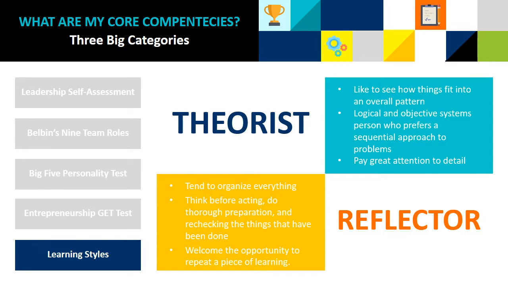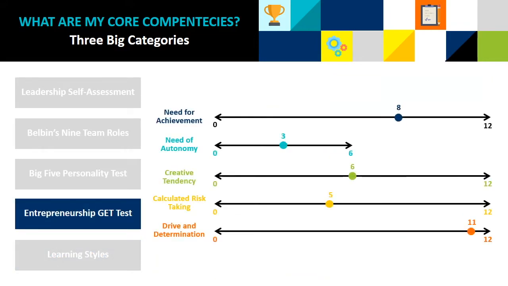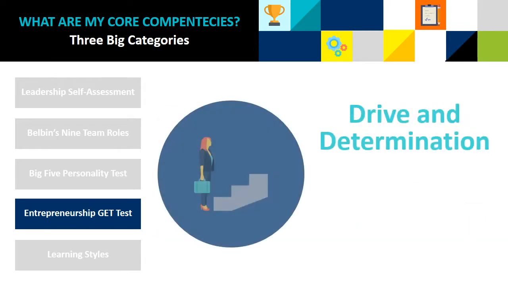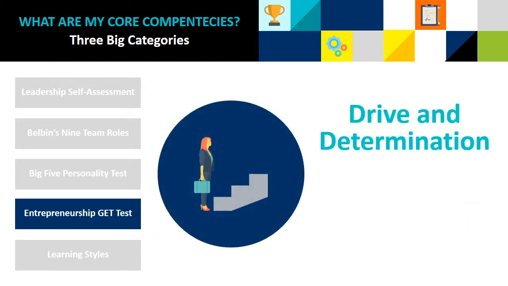While for the entrepreneurship GET test, I score high in drive and determination. The average person scores 8 for this theme, but I get 11 out of 12. A person who scores high in drive and determination is a proactive and independent achiever. This shows that I am a very hard worker. I will work really hard to achieve what I want to achieve, and I will not stop if I have not achieved it. That's why I do not believe in fate. The one who will control my destiny is myself.